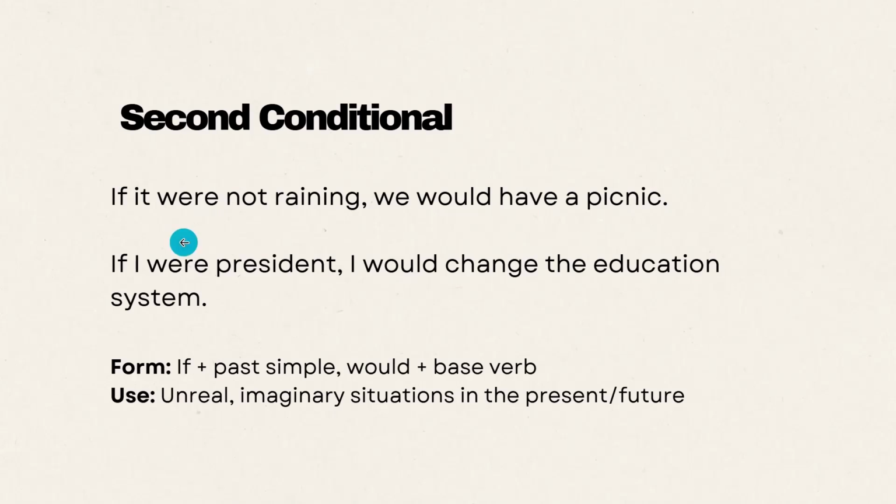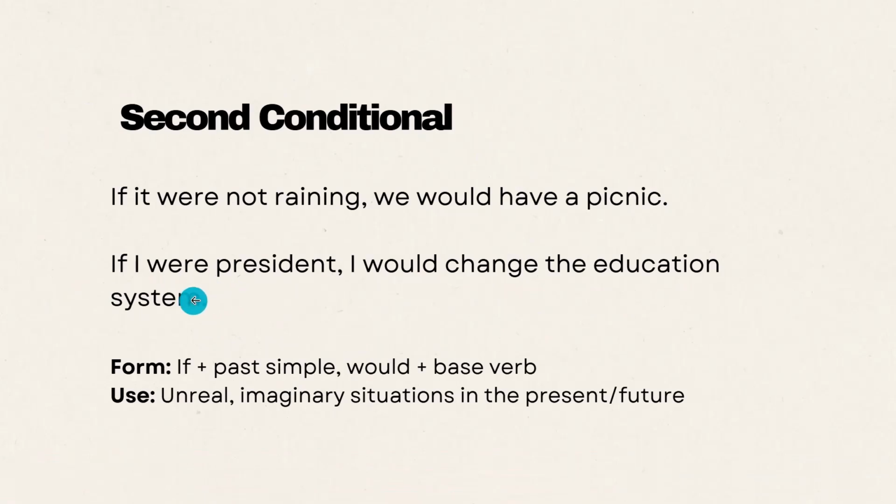English has a special form called the subjunctive, which we use to show unreal or hypothetical situations. In the subjunctive, we use were for all subjects, even for singular ones like I, he, or it. Another one, if I were president, I would change the education system. Again, the structure is were.